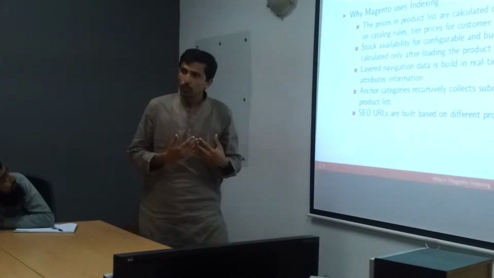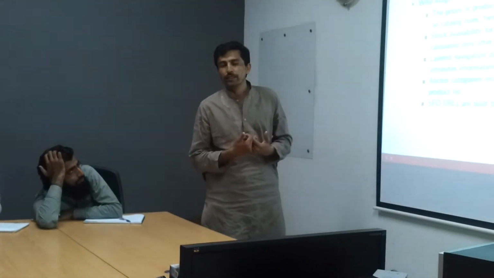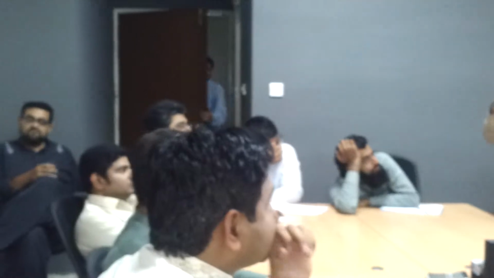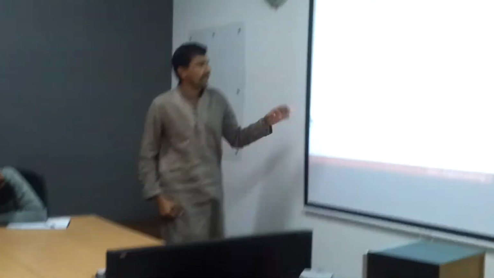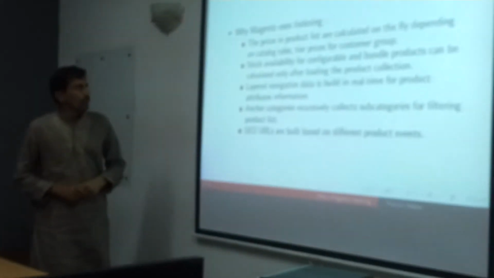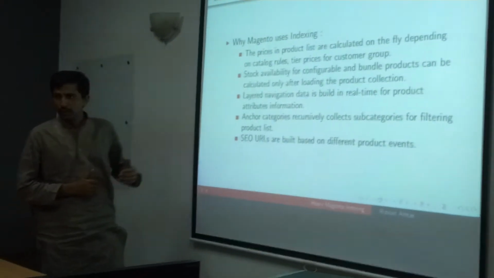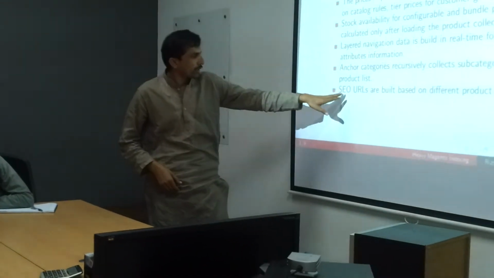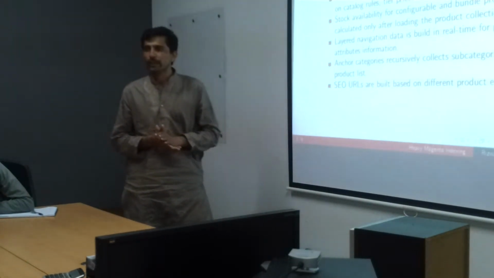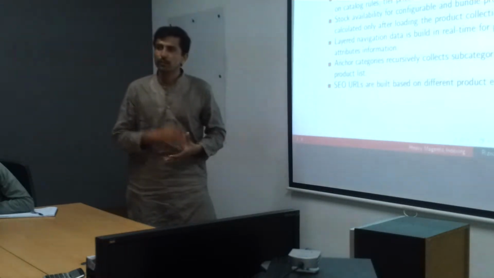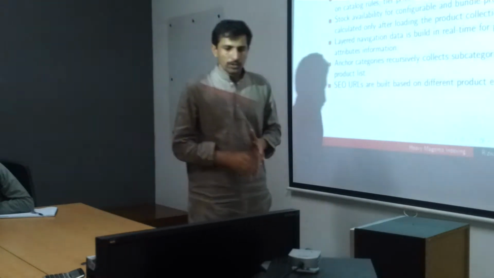Then to address this problem, Magento does indexing. In the indexing, it takes the aggregate data from all those tables and stores them in a denormalized form in a separate table. So it stores the prices, stock availability, layered navigation data, anchor categories, and SEO URLs. From all of these items, the heaviest part is SEO URLs, generating the URLs, catalog URL rewrite. It creates the SEO friendly URLs and stores them in a separate table.